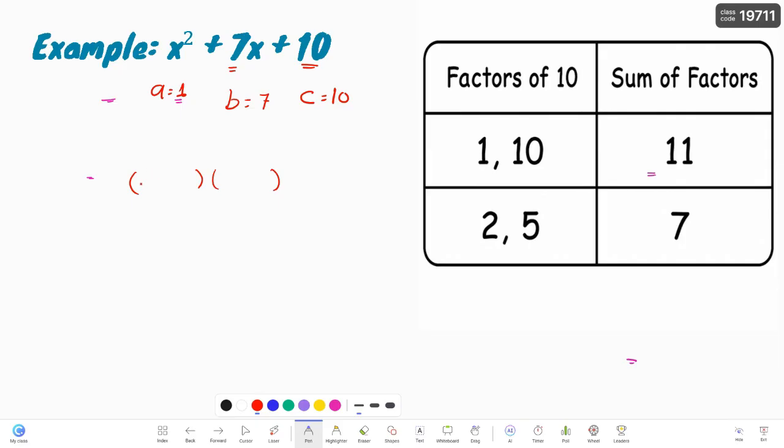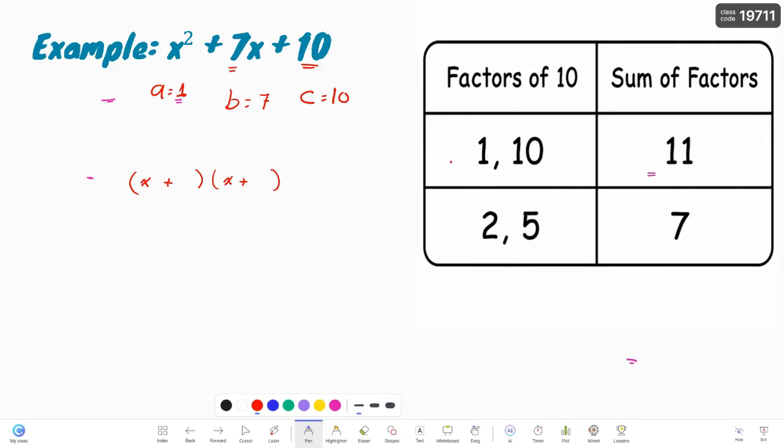So the x squared is going to be factored as x and x. And then, since we said that c is positive, the two brackets must have the same sign as b. Since b is positive, they must be positive brackets. So the next step, you are looking for the factors of 10. I need to find two factors of 10 that their product is equal to 10 and their sum is equal to 7.